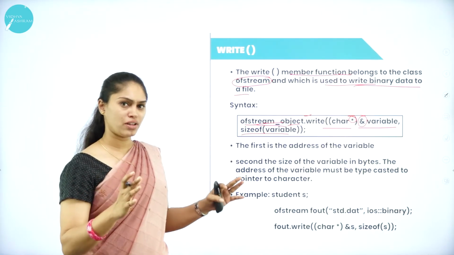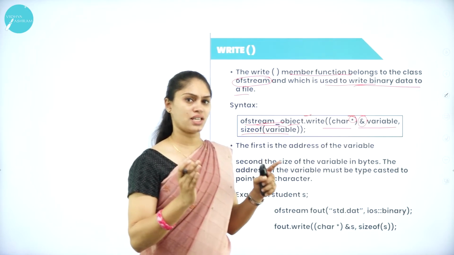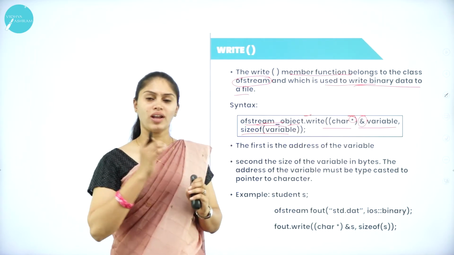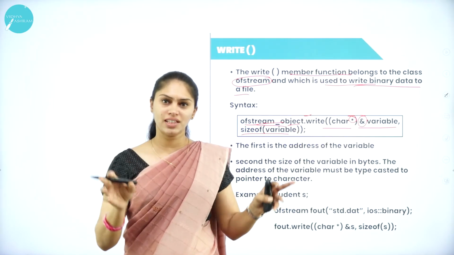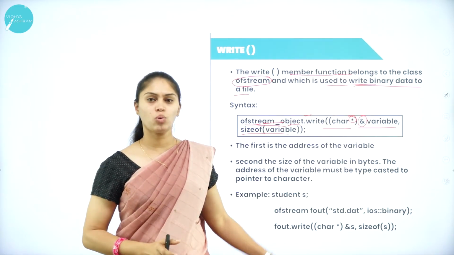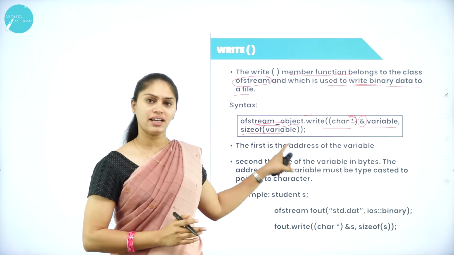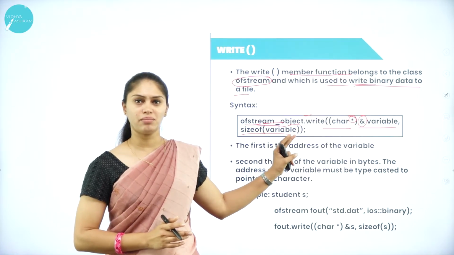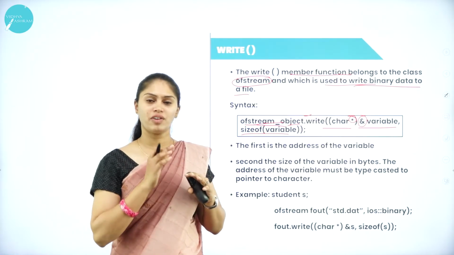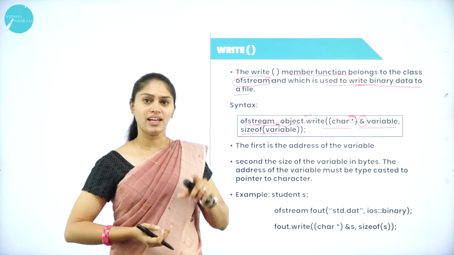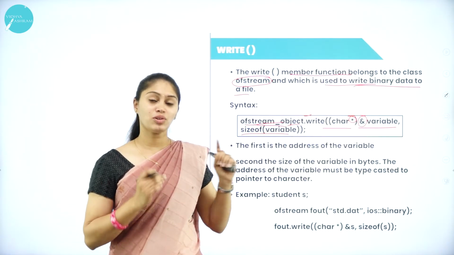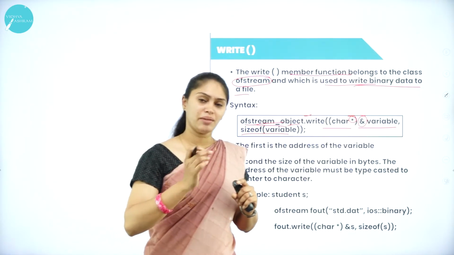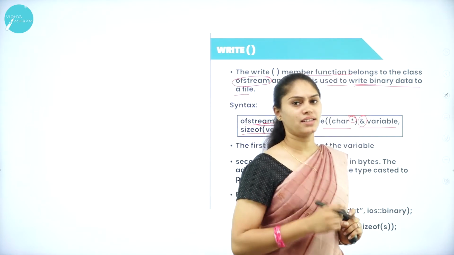Here you have to remember one thing. I am creating an object for the OFStream and I am calling a member function write. Within that I have two parameters. One is address of variable and another one is size of the variable. Whatever address of variable I am going to specify will be typecasted to character, so that variable will be considered as a pointer variable.